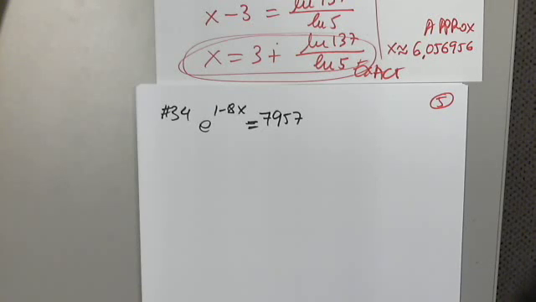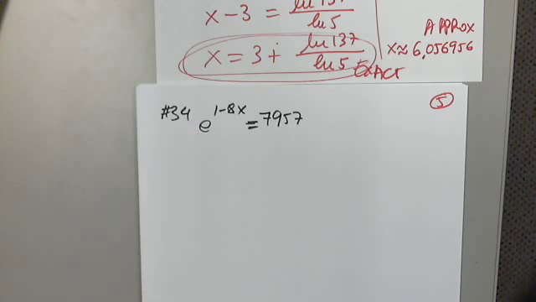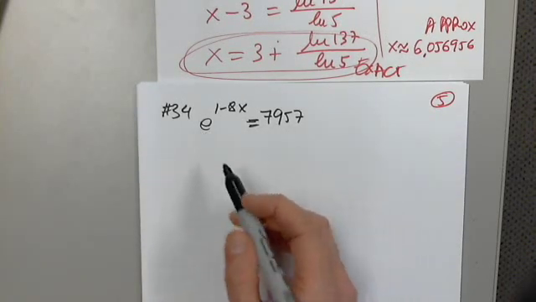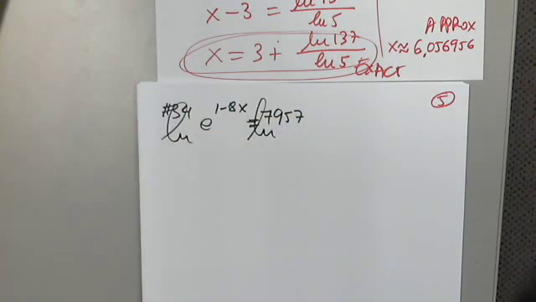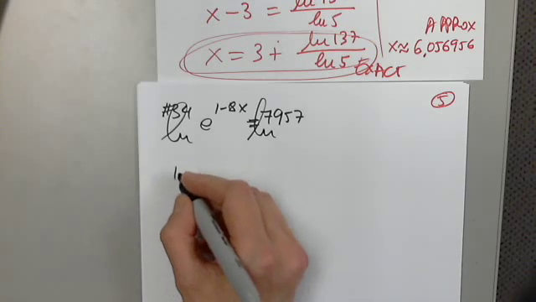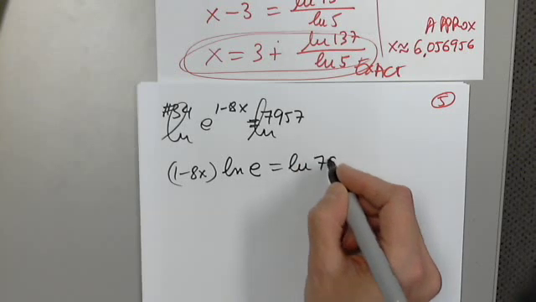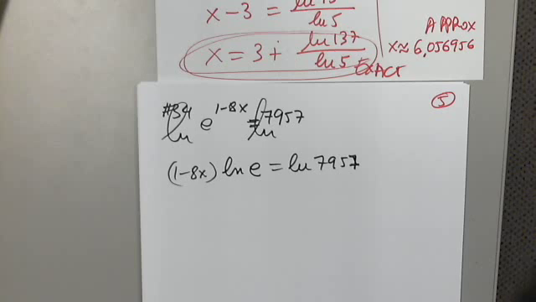So what will I do? Since this base is e, e goes with natural log. So can you apply a common log? Yes. Will you get the correct answer? Of course. But because at least one of them is e, I will use natural log on both sides. Then 1 minus 8x goes in front times natural log e equals natural log of 7,957. Now here's a question for you.